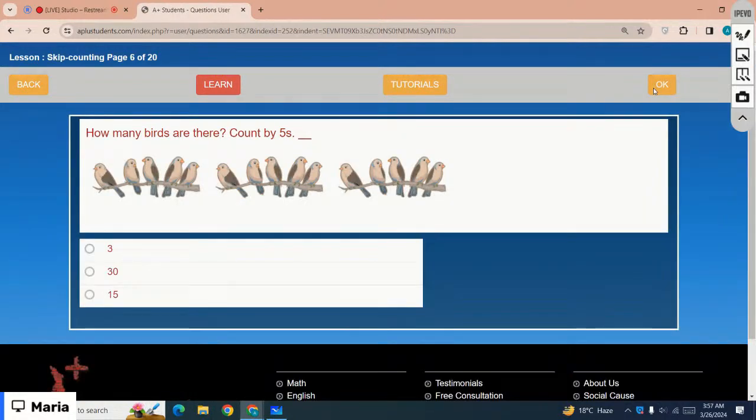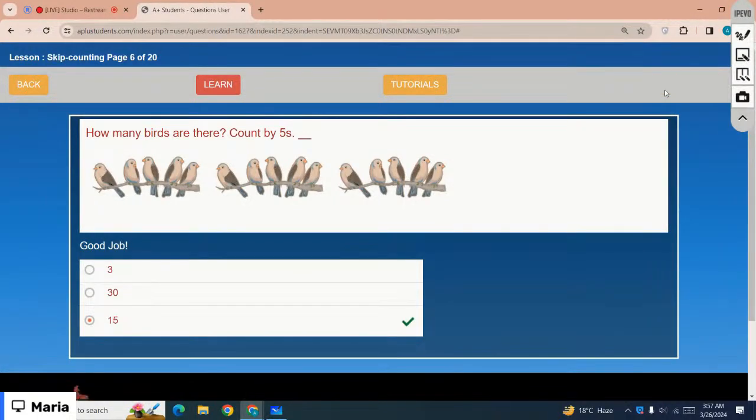How many birds are there? You have to count by 5. So which is the correct option? Yes, the correct option is 5. You have 10 and you have 15. So that means you have a total of 15 birds, because you have to skip count by 5, right?